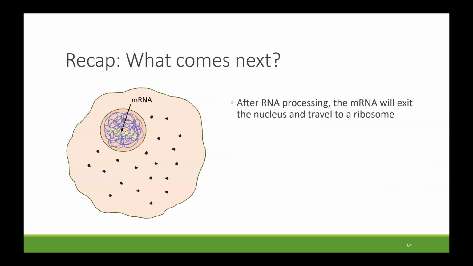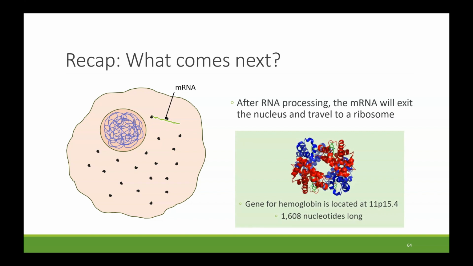Okay, so now we've created our mRNA, we have processed our mRNA, and now the mRNA is going to leave the nucleus and travel to one of the ribosomes in the cytoplasm where the protein will be made. So let's take a moment and put this back in perspective of the disease case study that we're talking about. We're talking about sickle cell anemia, where the affected protein is hemoglobin. On the next slide, I'm going to show you the sequence of the final processed messenger RNA that leaves the nucleus to be turned into hemoglobin.